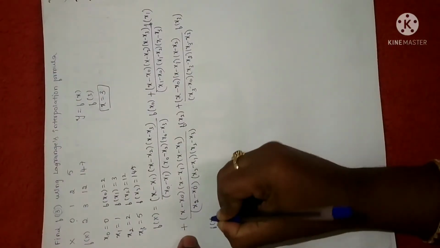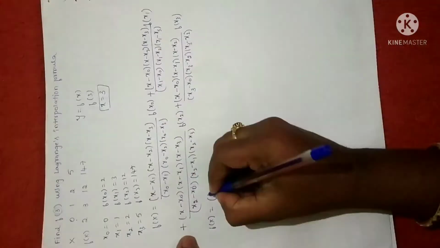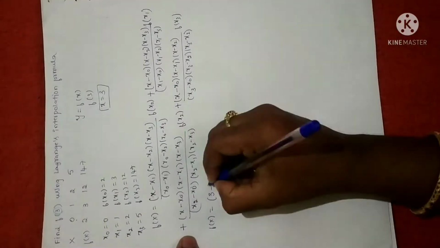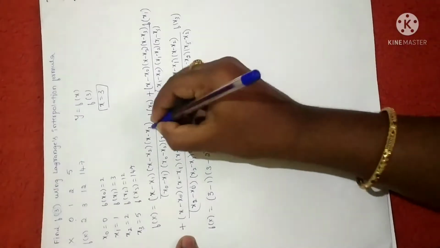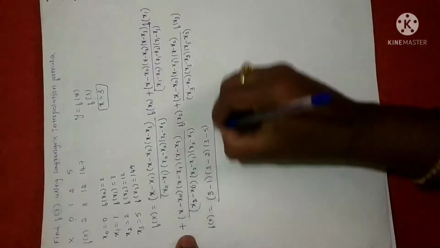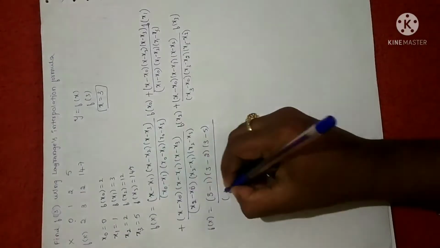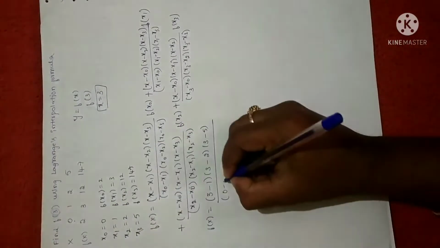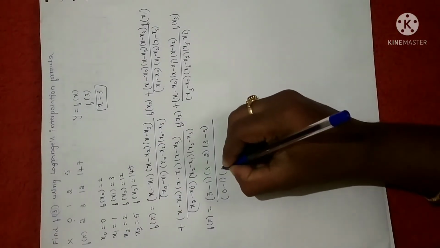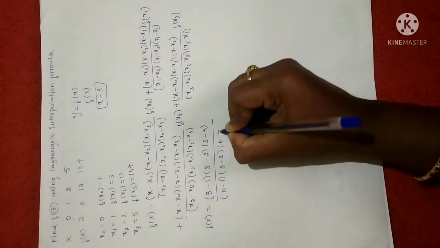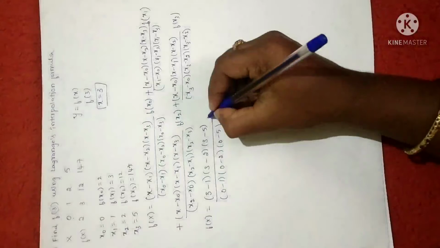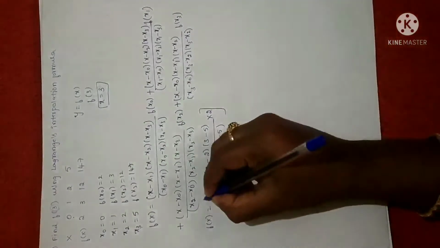So let me do here, f of x is equal to, what is the value of x? It is 3 minus x1 is 1. So 3 minus x2 is 2. Again x is 3 minus x3 is 5, divided by x0 is 0 minus x1 is 1. Fine. So x0 is 0 minus 2, x0 is 0 minus 5, f of x0 is 2. Fine. First term is finished.